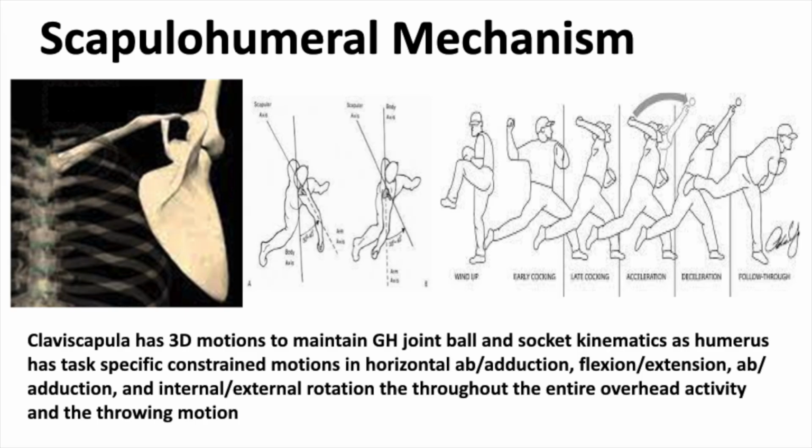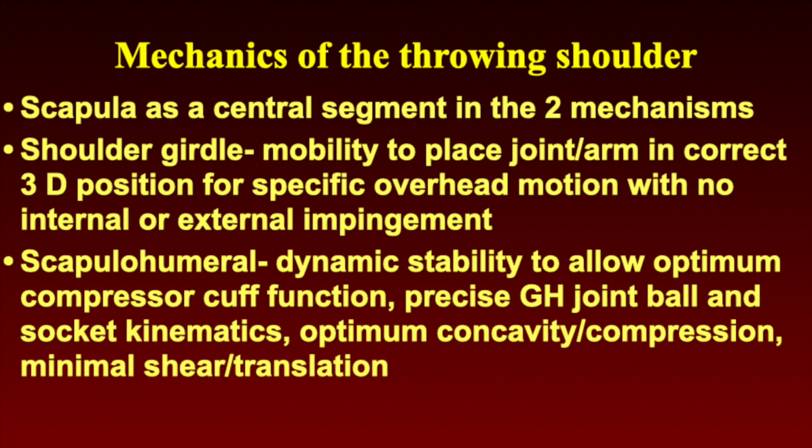Now, once that occurs, then the scapulohumeral mechanism allows, as your arm moves to throw the ball, lift, carry, whatever it has to do, the scapula to move in conjunction with the arm to maintain the concavity compression, or the stability, the dynamic stability of the glenohumeral joint. So therefore you can see the scapula is a central segment in both of these mechanisms. In the shoulder girdle, it is the mobility, and in the scapulohumeral mechanism, it's the dynamic stability to allow that function to occur.